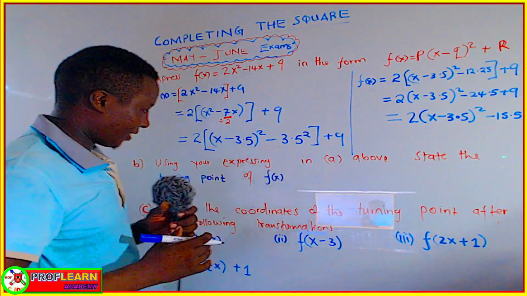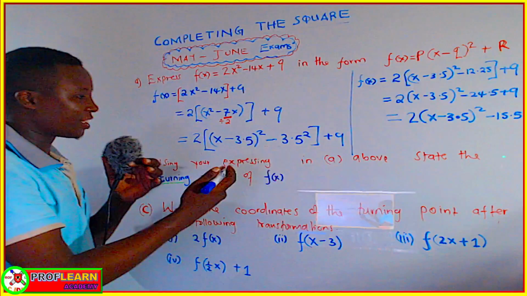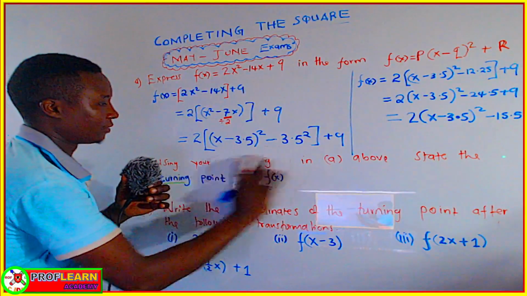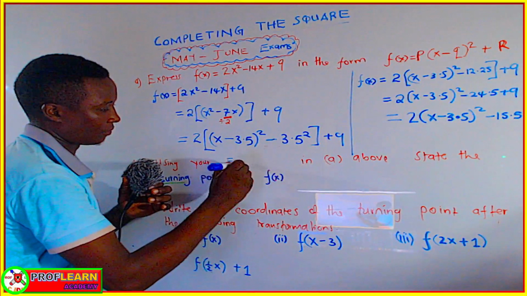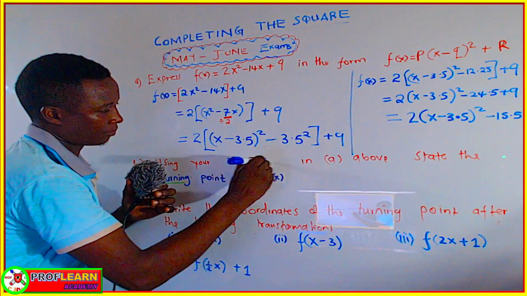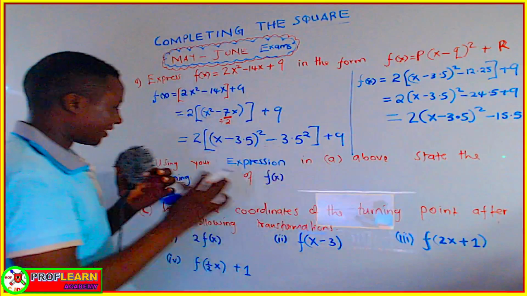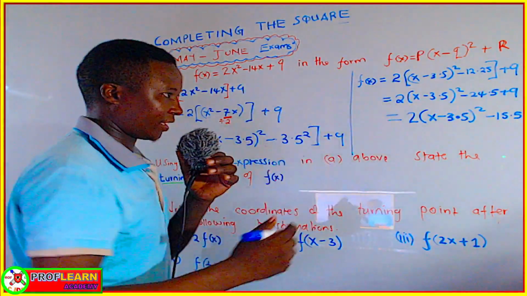Now once you've answered that particular part, the next question B is: using your expression in A above, state the turning point of this f of x.